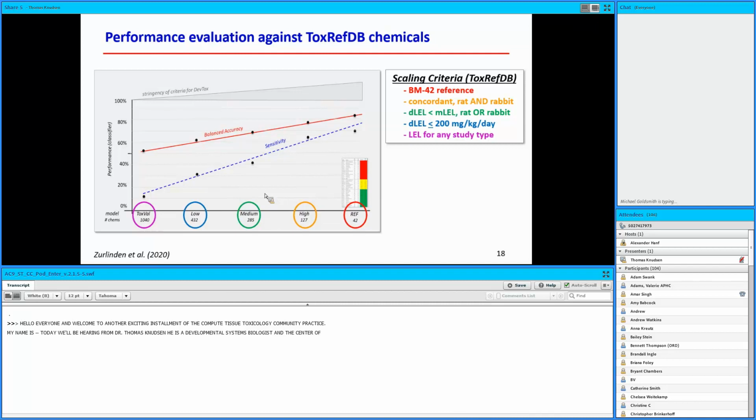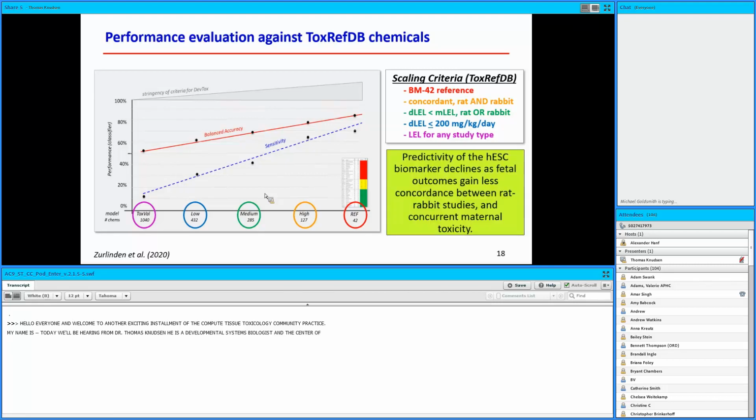And if we look at just any study at all, whether it's a prenatal developmental study or not, we can expand the set to 1,040 chemicals. As you look at this plot, you'll notice that as you gain less confidence in the endpoints, the accuracy of the prediction drops down to 50%, which is a coin toss. That's primarily because the sensitivity is lost. The animal studies are picking up positives that the stem cell assay is definitely not picking up.